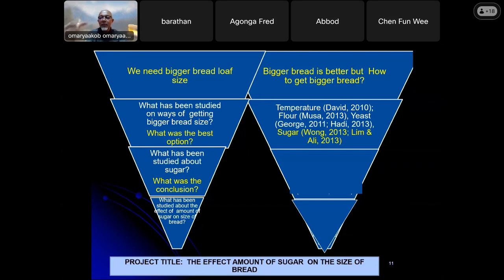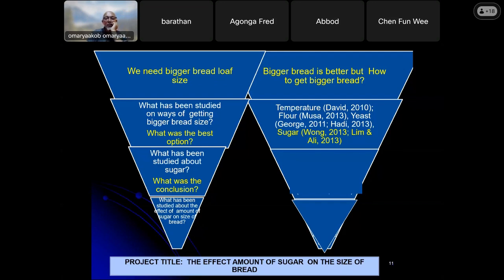So various people have tested using different, we call it a variable here, right? The independent variable. They have changed the temperature. They looked at different oven temperatures, for example David, and he found that there's an effect and so on. But what was the best option? The best option, the thing that can really have a big impact, is maybe sugar, as shown by Wong and Lim and Ali. So John will say, in that case, I'm going to look at sugar.